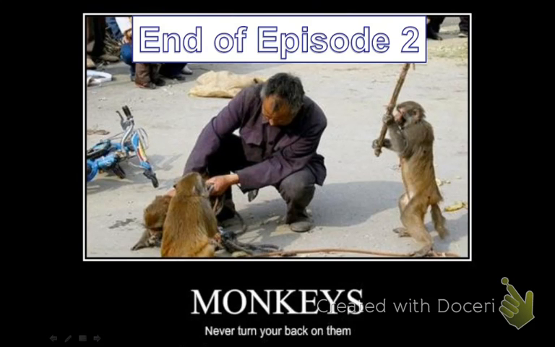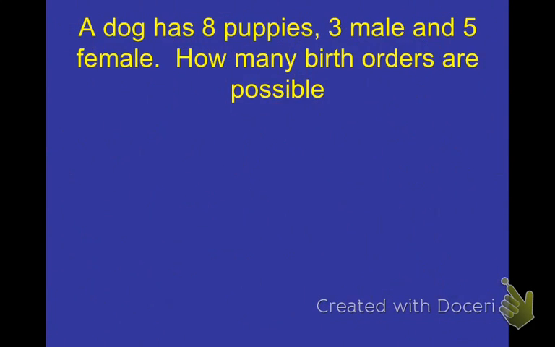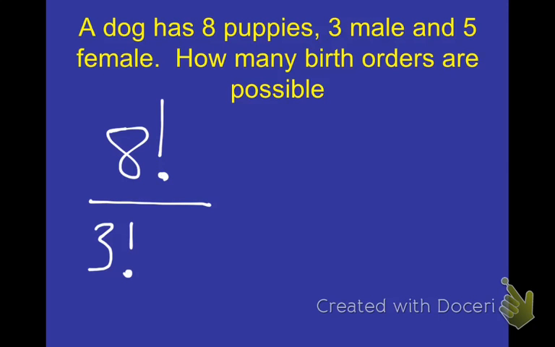Oh, I went one too fast there, sorry. Going back real quick here. Eight puppies, so there's 8 total. That goes on top. How many repeats are there? Well, there's 3 males. That goes on bottom. Then there's 5 females, so that goes on bottom. I take 8 factorial over 3 factorial times 5 factorial.